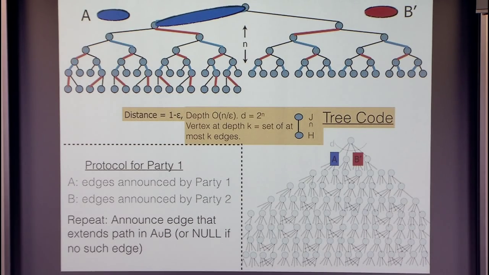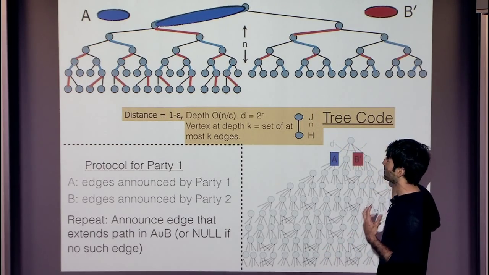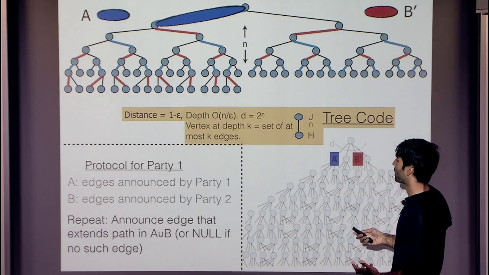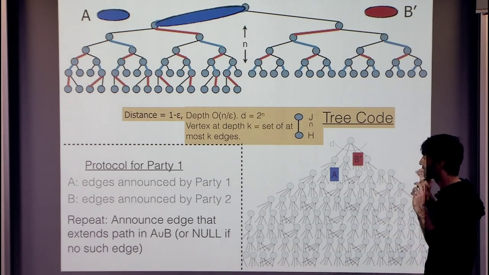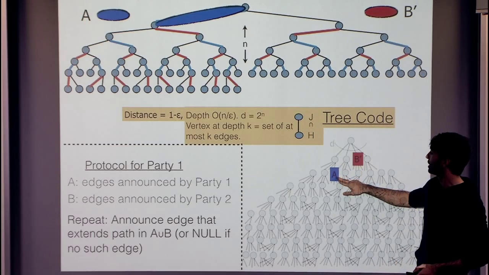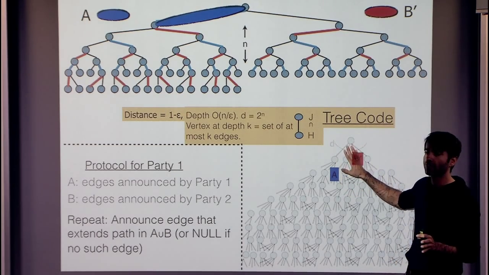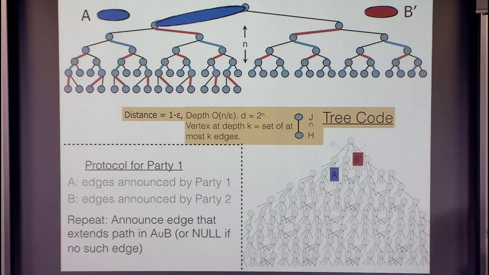Okay. Then the first party looks at A and B prime and tries to extend the path, right? A and B prime contain so far only this one edge, which means the first party does not know how to extend the path. So he sends the symbol null. Okay, in the clear it would be the symbol null. Basically, he wants to move to the set in the next level that corresponds exactly to the set of edges that he's at already. He doesn't have any new edge to add. But he still sends something in the tree code.